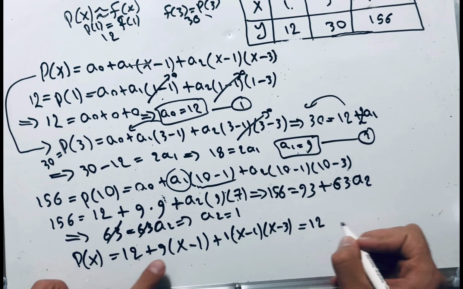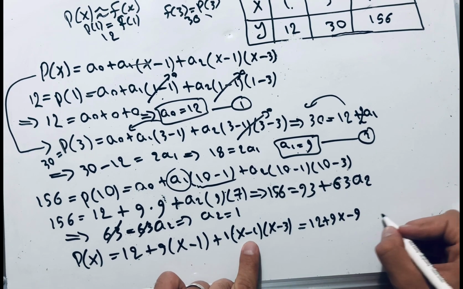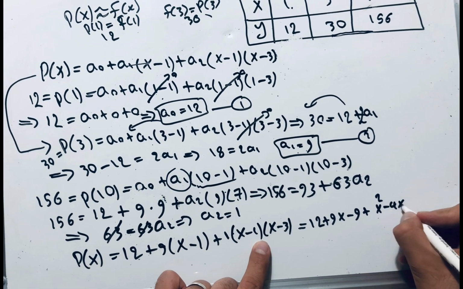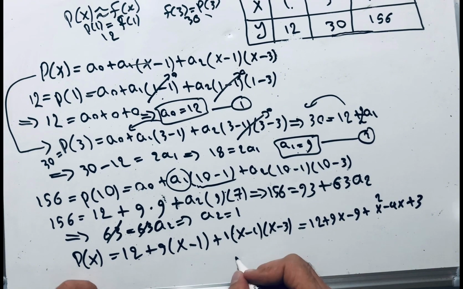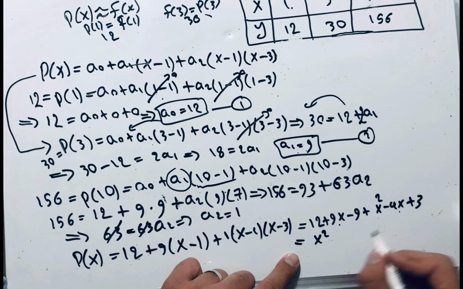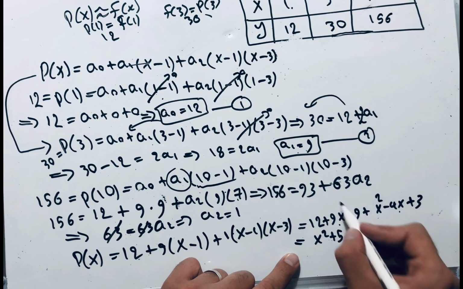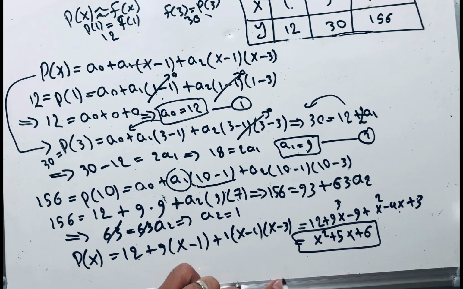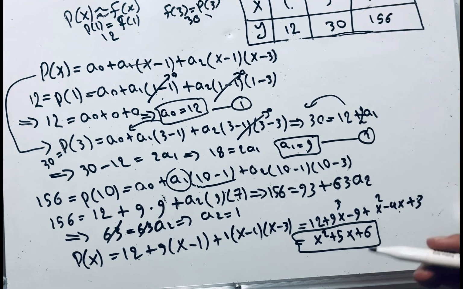So this is 12. This becomes 9x minus 9. This becomes, let's see, x squared minus 4x plus 3, yes. So this becomes x squared, 9x minus 4x plus 5x, and then 12 minus 9 is 3, 3 plus 3 is 6. So this is the final polynomial which you can use to approximate the other values of f of x here.